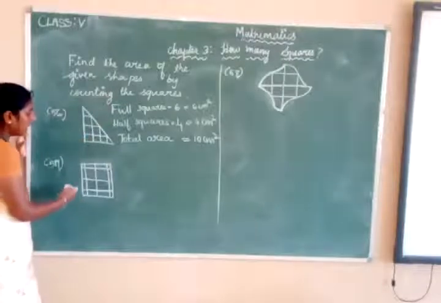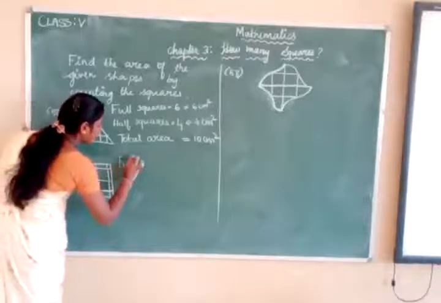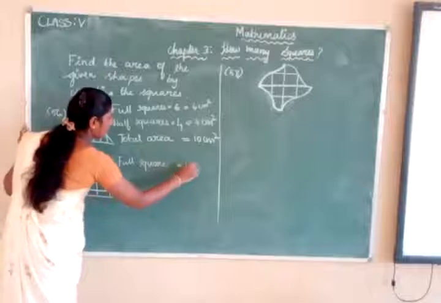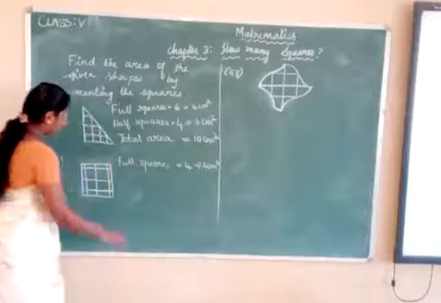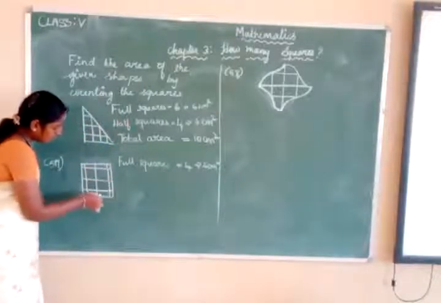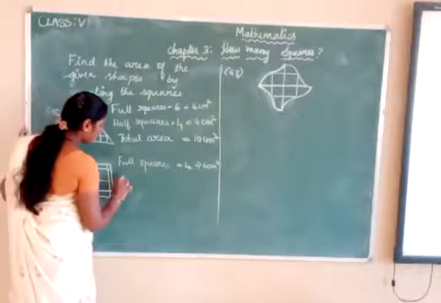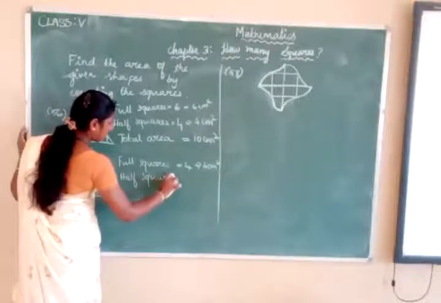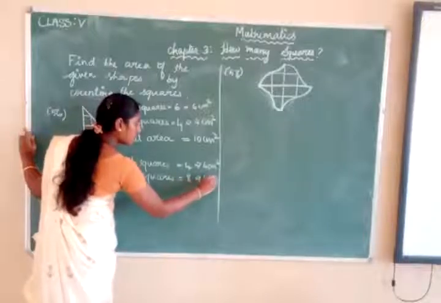Here we have 1, 2, 3, 4 full squares. So full squares equal 4. So that is 4 centimeter square. Next, half squares: 1, 2, 3, 4, 5, 6, 7, 8. So half squares are 8. So that is again 4 centimeter square.